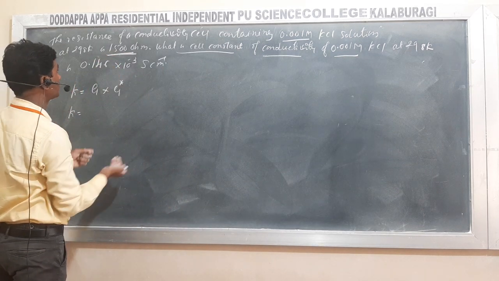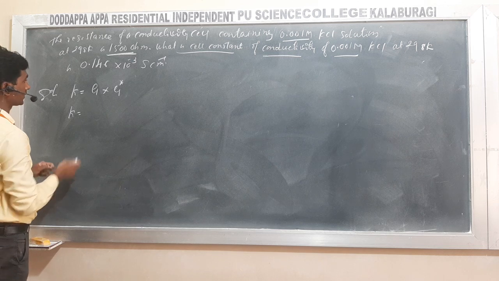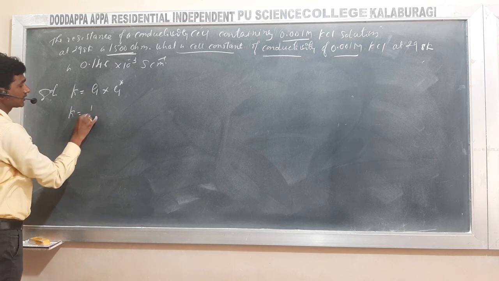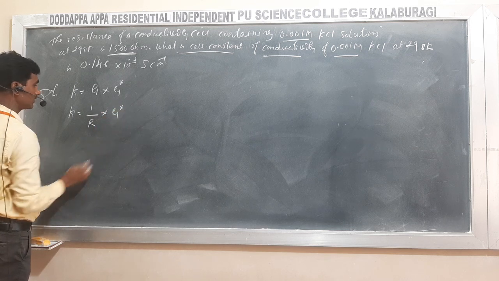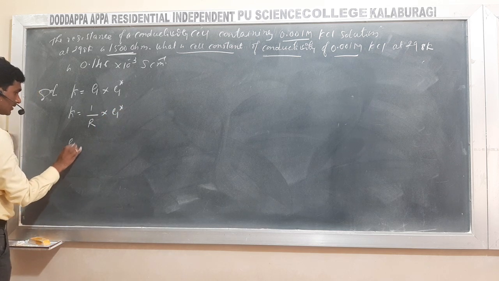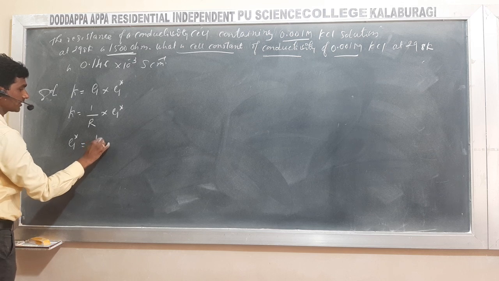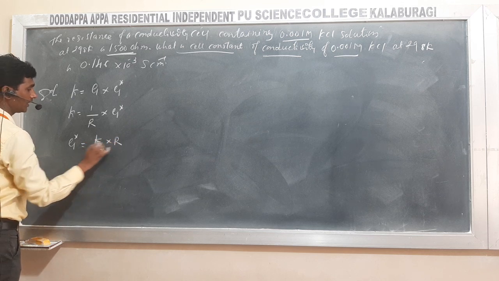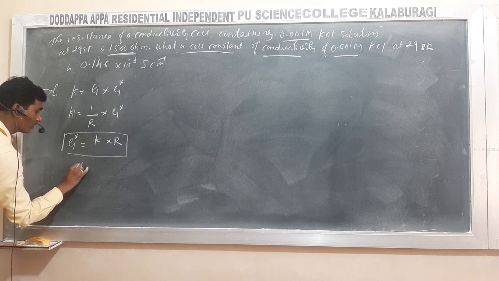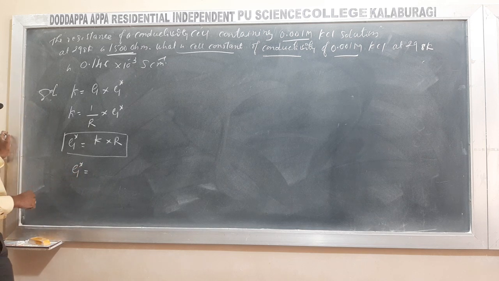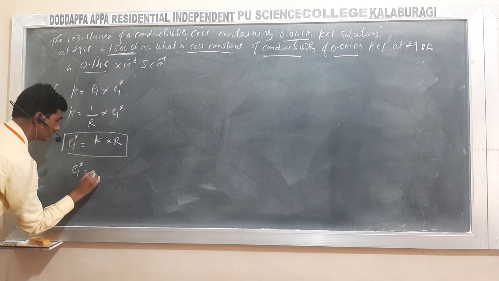So how to convert this resistance into conductance? G is the reciprocal of resistance. And G star is nothing but the cell constant. The cell constant is equal to conductivity into resistance. Yes, you have to find out this G star. What is the conductivity? Conductivity is how much?